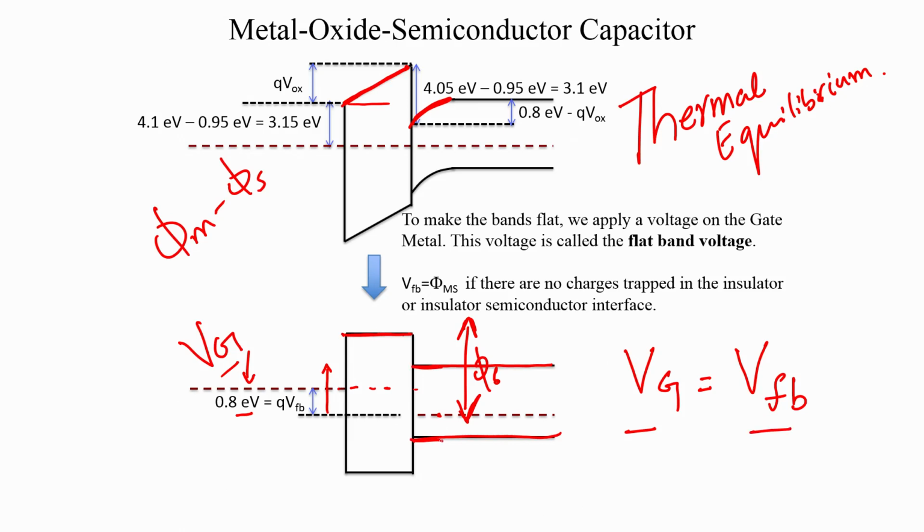In this particular case, our VFB is definitely phi ms, which is the work function difference between the metal and the semiconductor. It is not the work function, sorry, the work function difference divided by q. So, we are looking at the potential here. VFB is a potential, it is not energy.